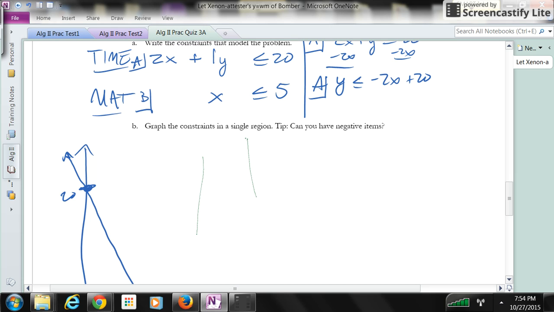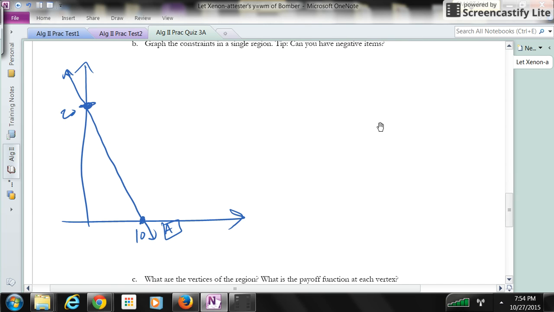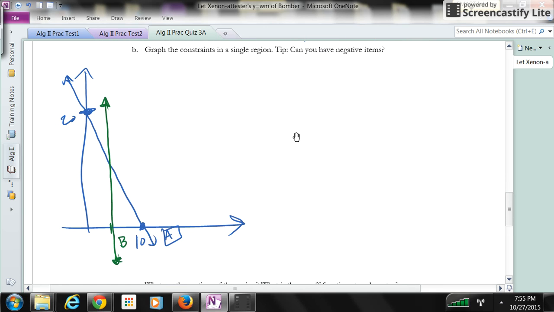What's happening here? All right. So, I'm going to draw constraint B. Constraint B is x is less than or equal to 5. Like so. All right. Notice, look back. x is less than or equal to 5 means I shake to the left, to the left, to the left.